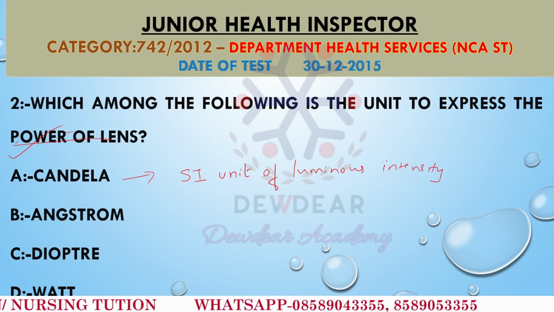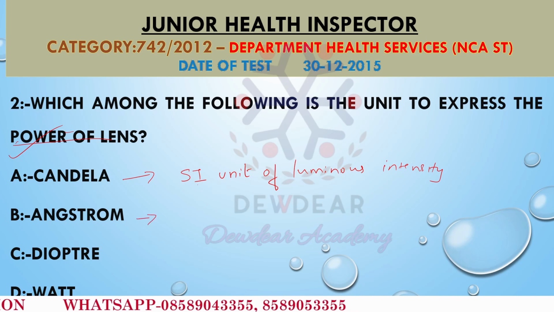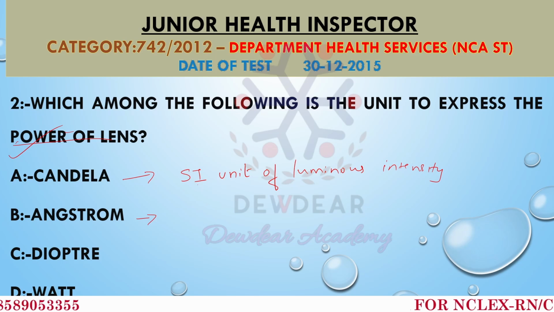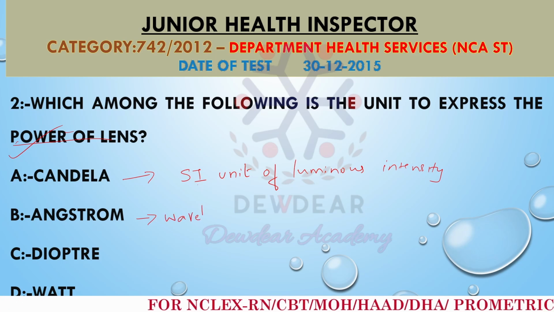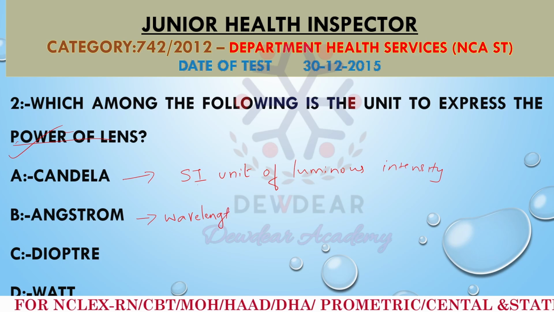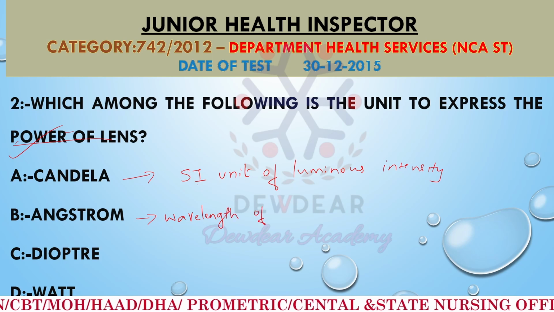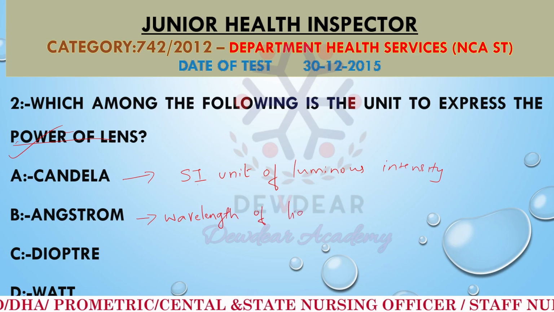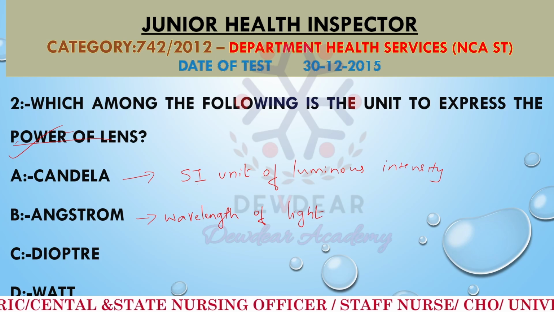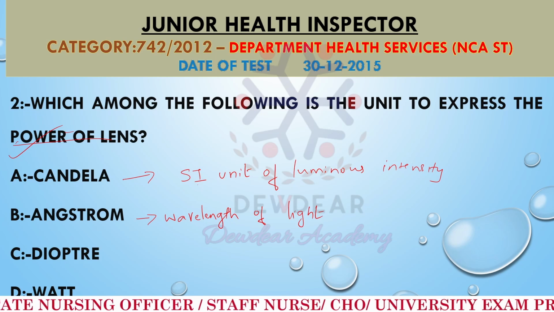Then the option is angstrom. Angstrom is a unit of length. Mainly it is used to measure the wavelength of light and also atomic dimensions. So this is also not used for lens power measurement.